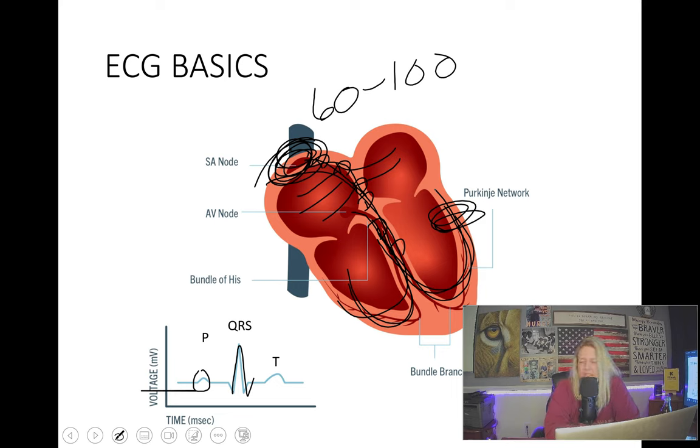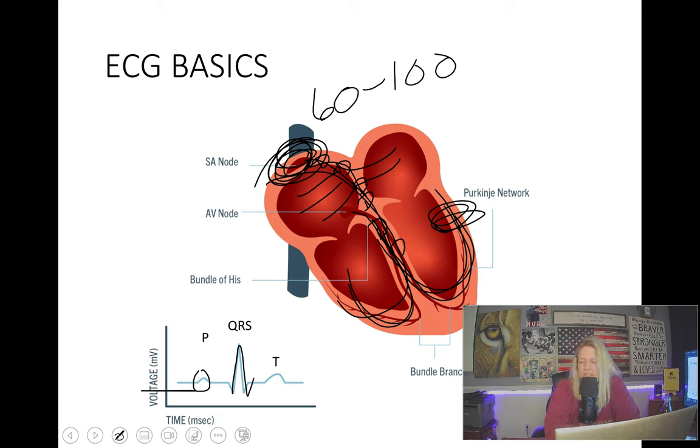Now, another thing to remember is the first word of the rhythm tells you where the electrical impulse is starting. That's what the first word of the rhythm tells you. So sinus rhythms start in the sinus node. So sinus rhythm, sinus Brady, sinus tach. It means they start in the sinus node. That's why the first word of the rhythm is sinus.